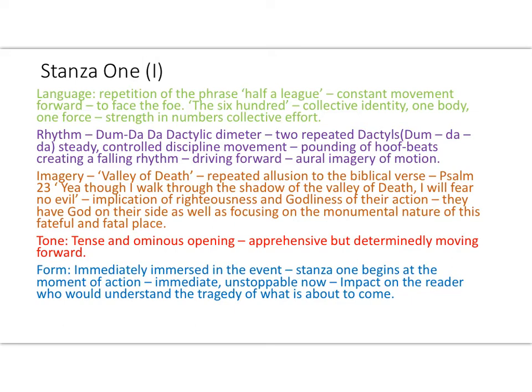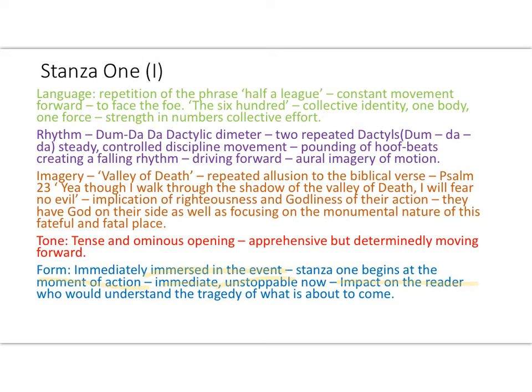So folks, let's look at stanza 1, and let's start off by looking at the form. Immediately, folks, we are immersed into the event. We don't have any information saying the charge of the Light Brigade was part of a battle in relation to the Crimean War and linked to the Battle of Balaclava. We don't have any of that extraneous detail. Immediately the poem begins at a moment of action, and that makes what's going to happen immediate and unstoppable, and it really focuses the reader's mind on the idea that we are part of that action with them. So it heightens the impact on the reader who would understand the tragedy that is to come.